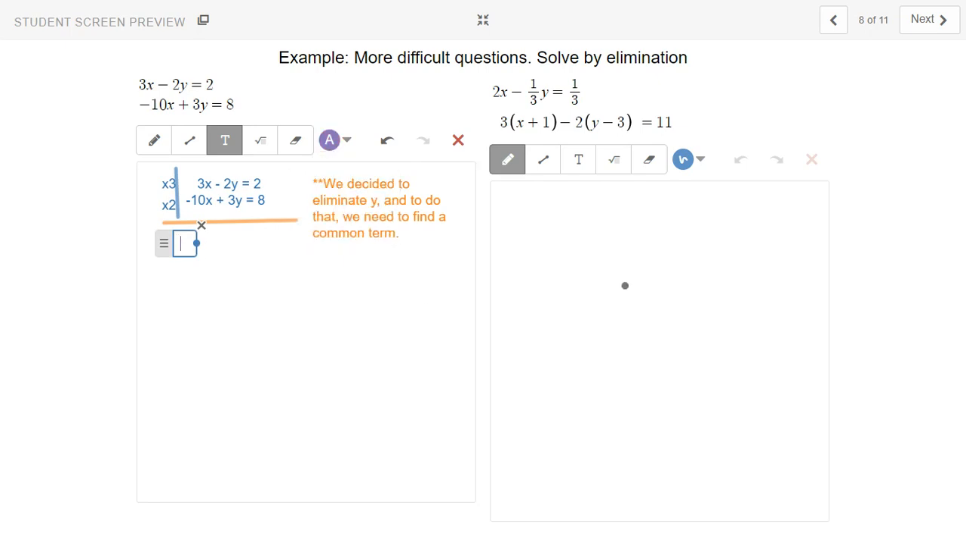Okay, so my new equation: 9x minus 6y equals 6. The second equation: negative 20x plus 6y equals 16. Now, the two y's, I can add these two equations, and y is going to be eliminated completely.